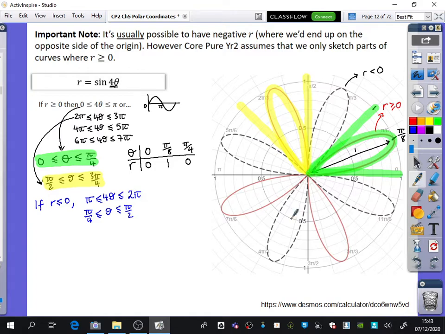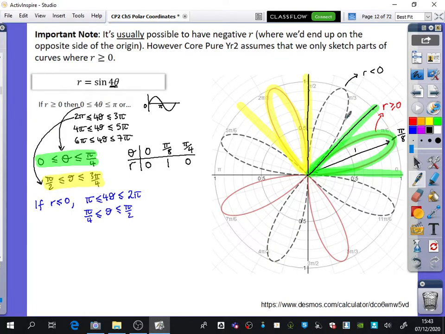Okay, so the dotted line petals will not appear in the Edexcel specification. What we actually would have would just be the ones with the red lines. Pardon? Pi over 2 is up there. So it's in between pi over 4 and pi over 2. So this is where my diagram's going to get a bit busy. I'm talking about this section, which is pi over 2, and this section, which is pi over 4.